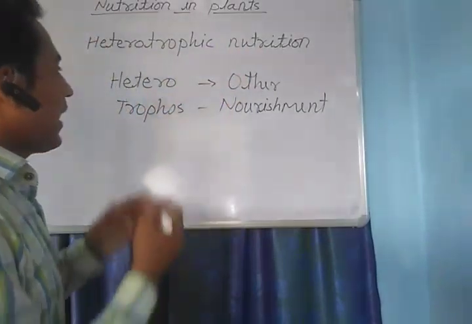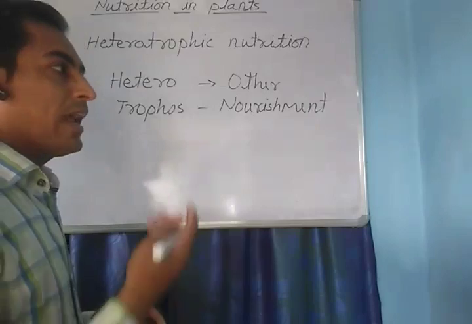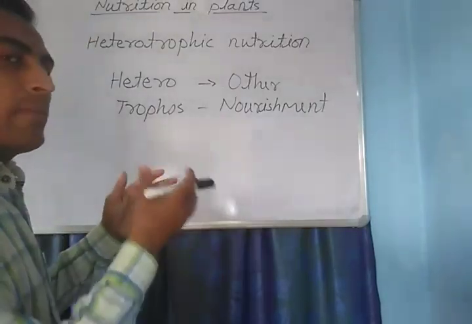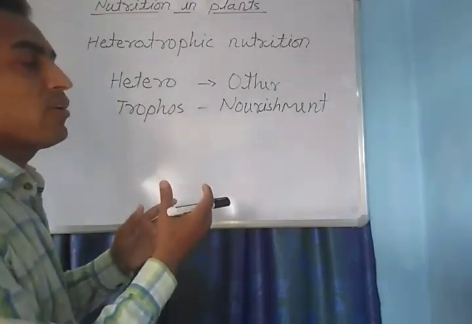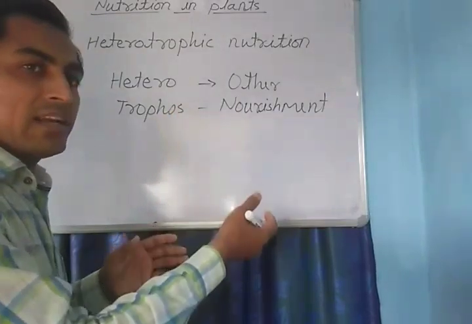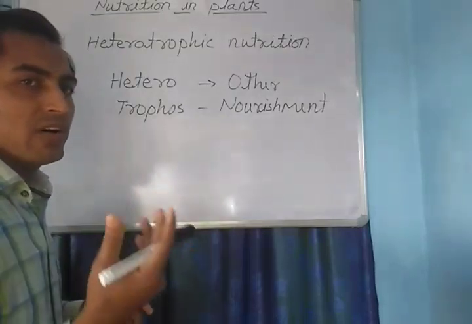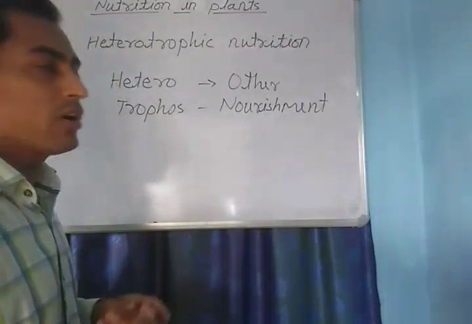Except plants, all organisms are heterotrophic organisms, like human beings and other animals. They depend on plants directly or indirectly. That means heterotrophic organisms depend on plants, either directly or indirectly. Directly dependent like herbivores, and indirectly dependent like carnivores.